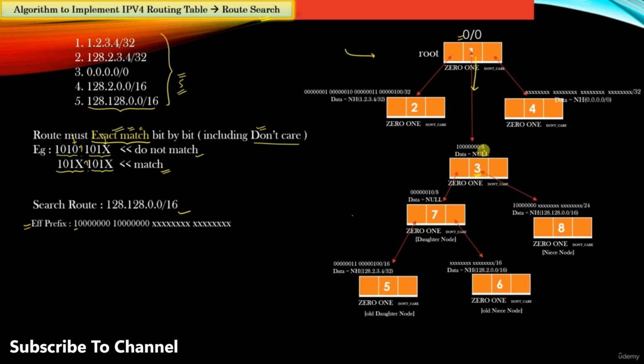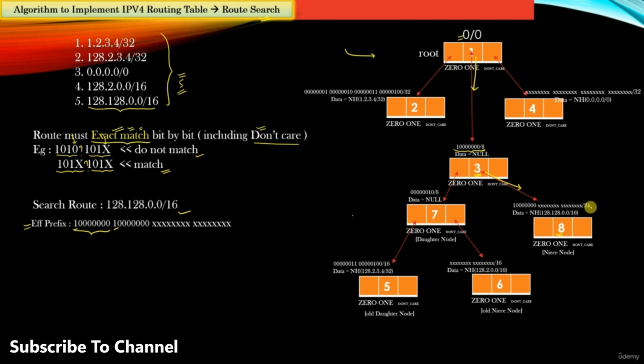Node number 3 has a prefix length of 8, so I am going to compare the 8 bits of the effective prefix with the 8 bits of the effective prefix of node 3, and they exactly match. Alright, so if they exactly match, then I will continue to traverse the M-try downwards. Now the next bit in the effective prefix is 1, so I will take the path along the 1th child of node 3 and I will land at node number 8.